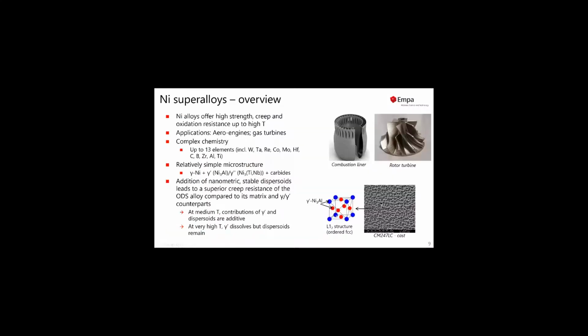Now, coming to the nickel superalloys, so I'm sure many of you also know about that, but I still want to remind you of the most important properties. Well, these nickel superalloys, they are used for high strength applications because they offer very interesting properties really to high temperatures, and therefore they are used in aero engines and gas turbines. So the commonly used nickel superalloys, they do have a very complex chemistry. They contain up to 13 elements on purpose. I'm not talking about the impurities, but despite this very complex chemistry, their microstructure is fairly simple.